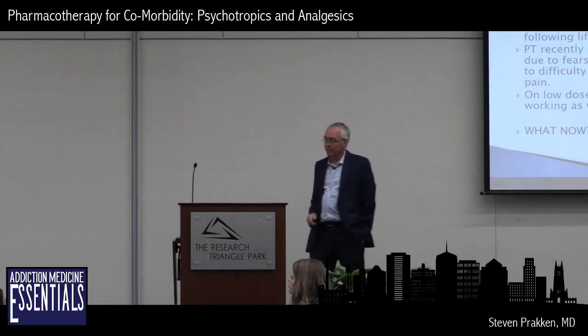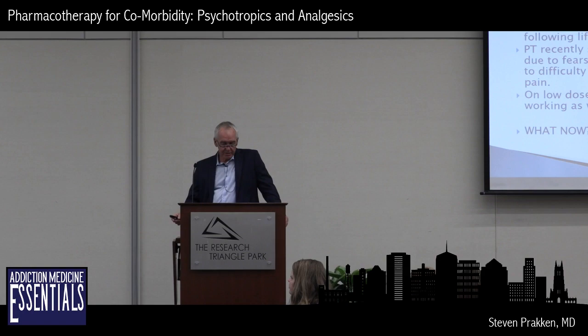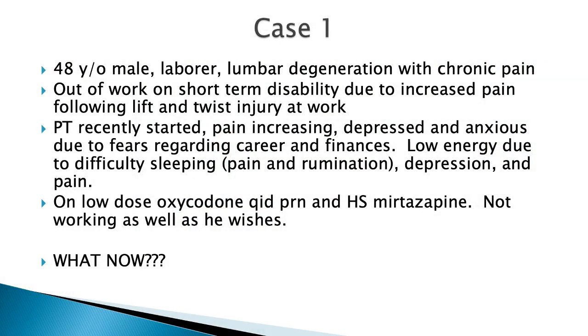So, 48-year-old male laborer, lumbar degeneration, chronic pain. Out of work on STD, short-term disability. That was due to increased pain following a lift and twist injury at work. PT has been started. Pain increasing, depressed, anxious about career and finances. Low energy due to difficulty sleeping, pain and rumination, depression, and pain. On low-dose oxycodone QID, PRN, and HS. Remeron, mirtazapine, not working as well as he wishes.